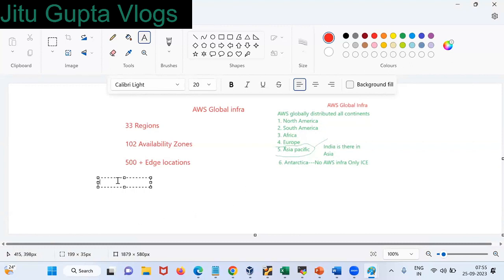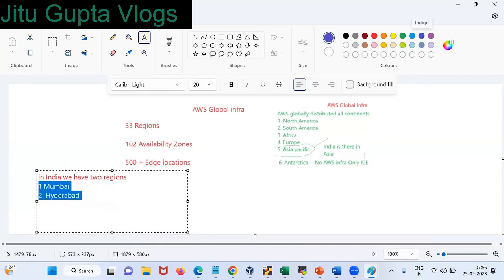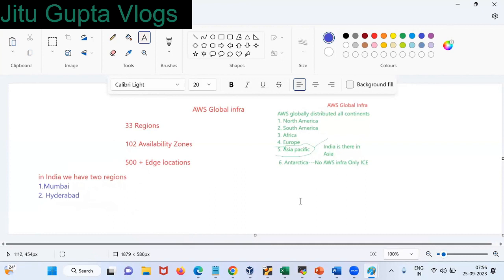In India, we have 2 regions. One is Mumbai. Two is Hyderabad. Almost 99% of the Hyderabad work is done. They just have to hand over the operations. Clear, guys? Mumbai and Hyderabad.